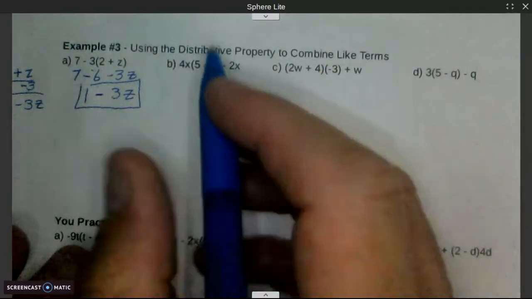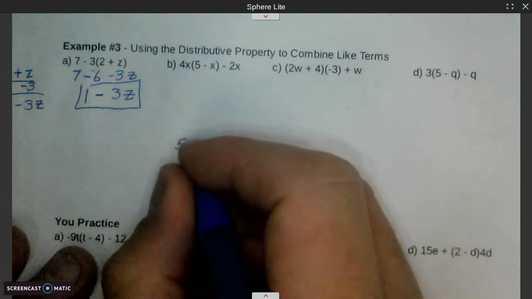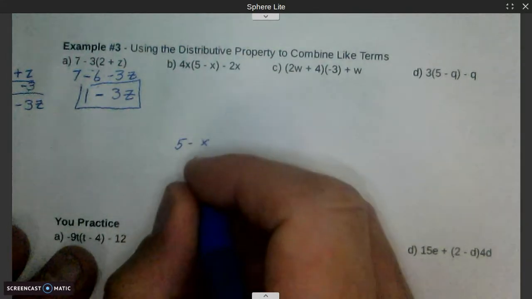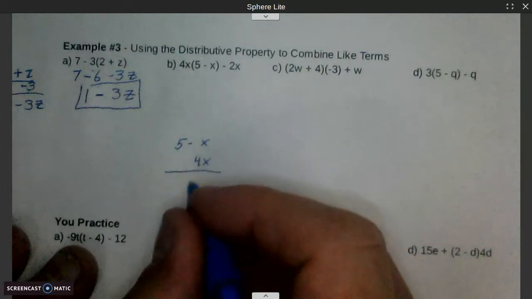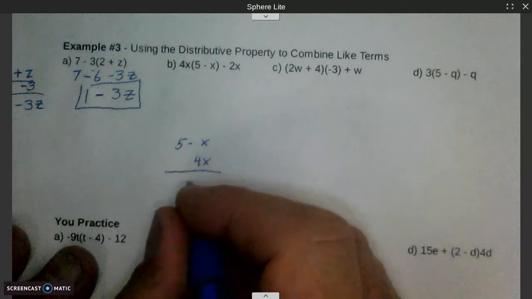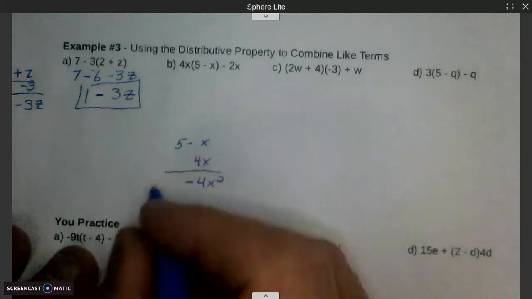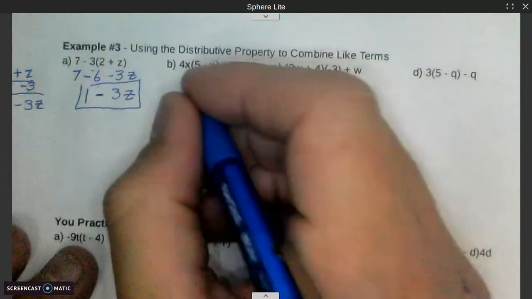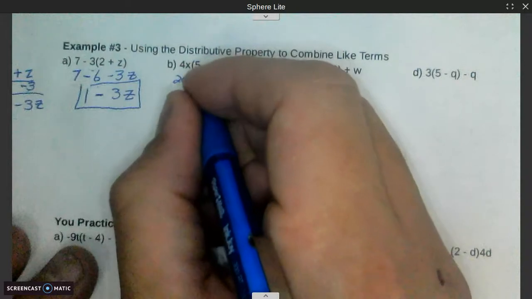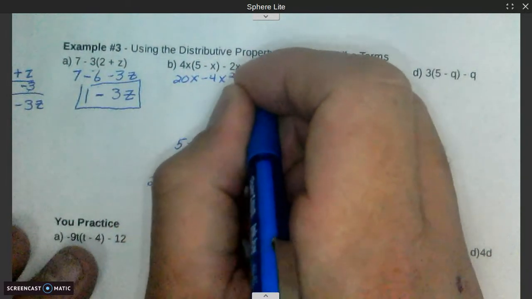If I do this one, I want to figure out what 4x times x minus 5 is. So I want to make sure that I'm multiplying 4x by everything inside x minus 5. So 4x times that negative x is negative 4x squared. 4x times 5 is 20x. So now I can rewrite it up here. So this will be 20x minus 4x squared minus 2x.